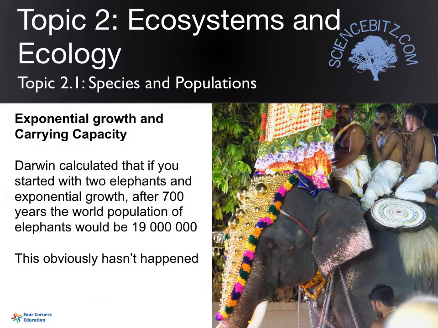However, we know that a population can't keep on growing forever and ever. So Darwin, as well as talking about evolution, actually did quite a lot of other studies as well. And he calculated that if we started with 2 elephants and only had exponential growth, after 700 years the world population of elephants would be around 19 million. Obviously, there aren't 19 million elephants on the planet. So there are things that control the size of any population. And these limits produce something called a carrying capacity.